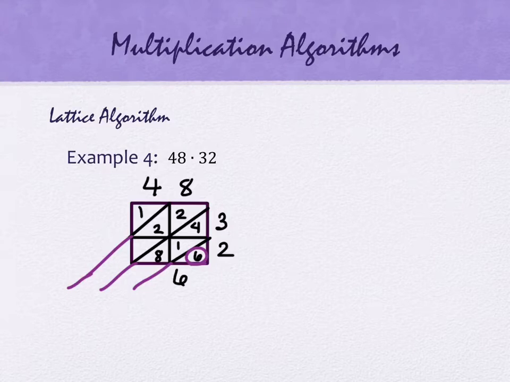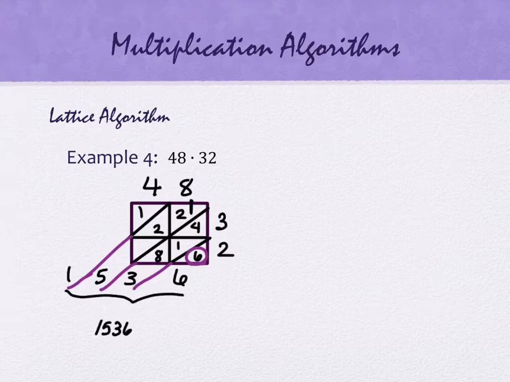On the next diagonal, I have 4 plus 1 plus 8, which is what? 13. So I write down the 3 and I carry the 1 over here. And now I have 1 plus 2 plus 2, which is 5. And then going one place over again, I have a 1. And my solution then is 1536.